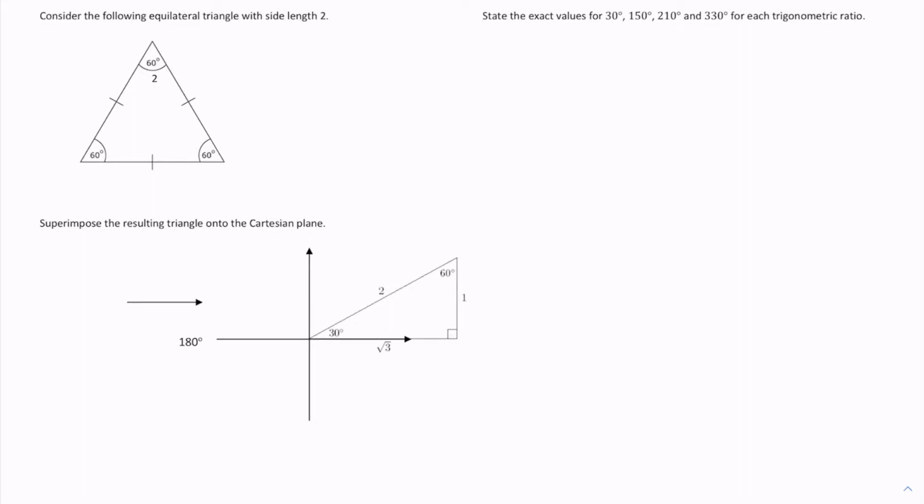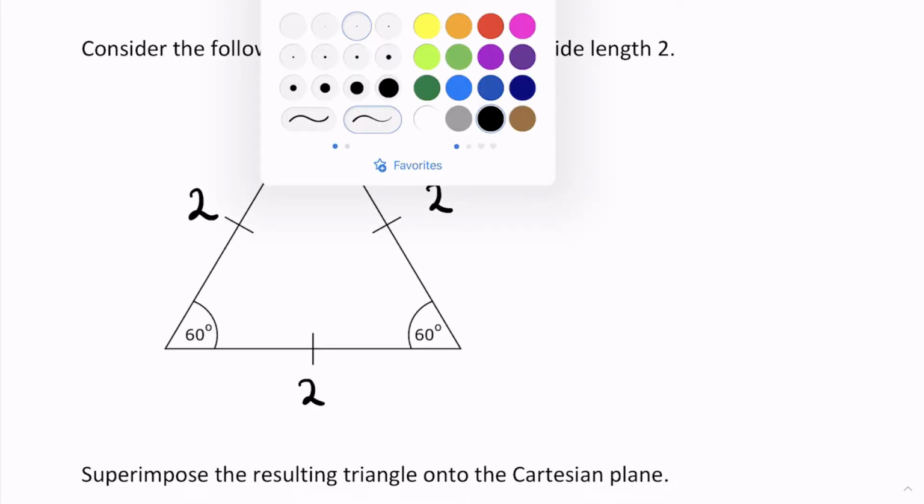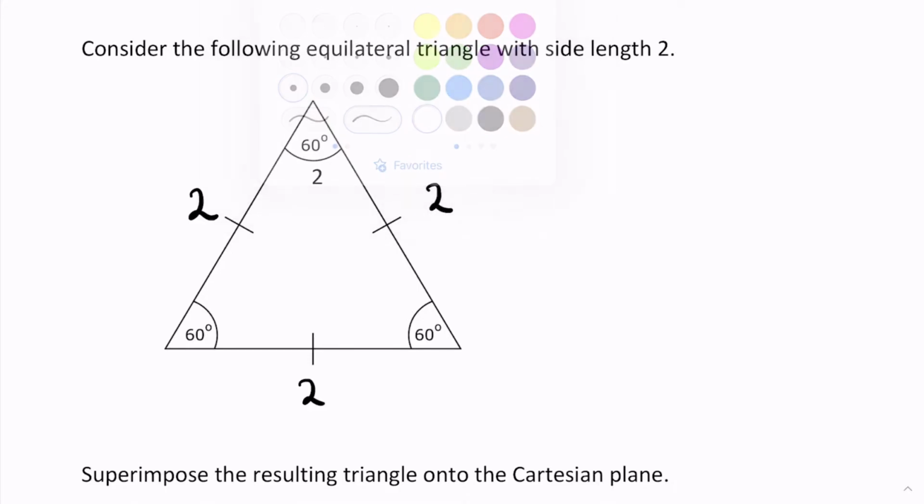So let's start off with just an equilateral triangle here. I'm going to have the side length equal to 2. So I'm just randomly assigning a side length of 2. I could have chosen any number, but I'm going to choose 2. And let me just get rid of this little mark here. I have this 2 here, which I don't need.